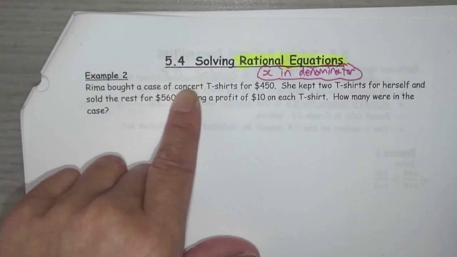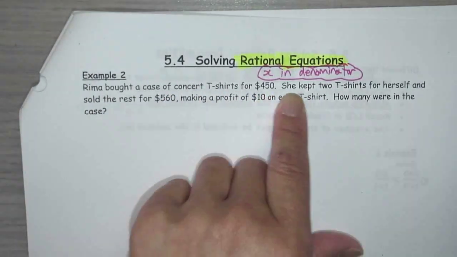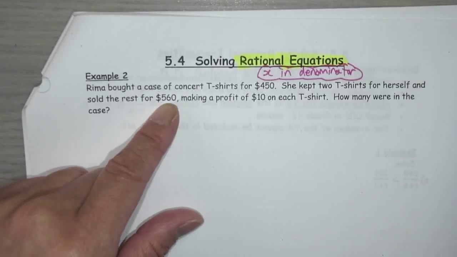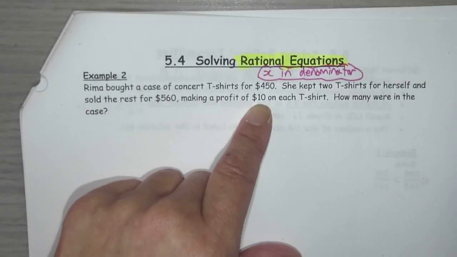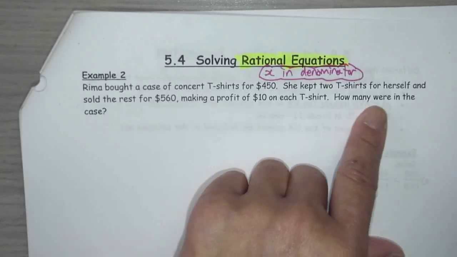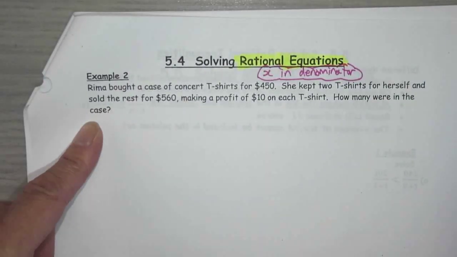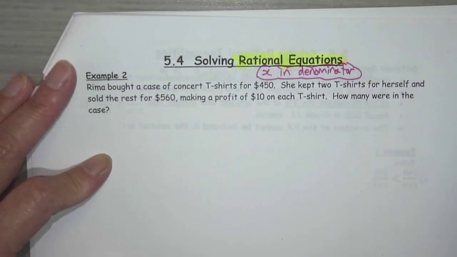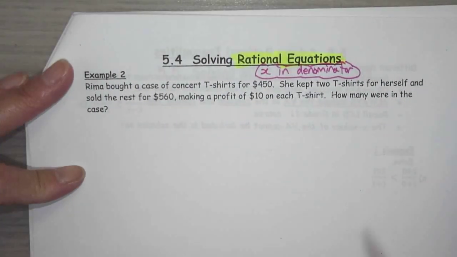So Rima bought a case of t-shirts for $450. She kept 2 for herself and then sold the rest for $560, making $10 on each t-shirt. How many were in the case? What we don't know is how many t-shirts there are. So I'm going to do my let statement first.